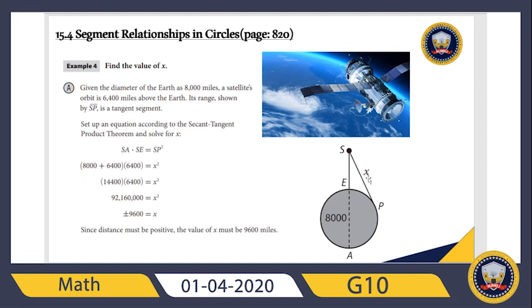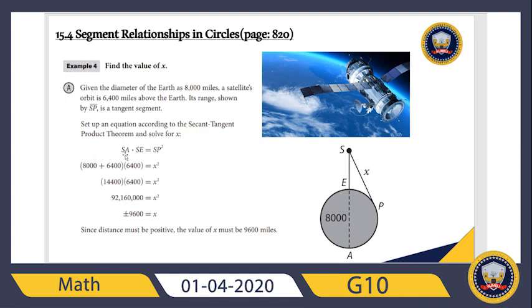Okay, so what is this distance? I labeled it x. So this is my tangent segment. This is my secant. It crosses my circle in 2 points, E and A. So the secant tangent theorem says AS times ES equals SP squared. That's what I did here.